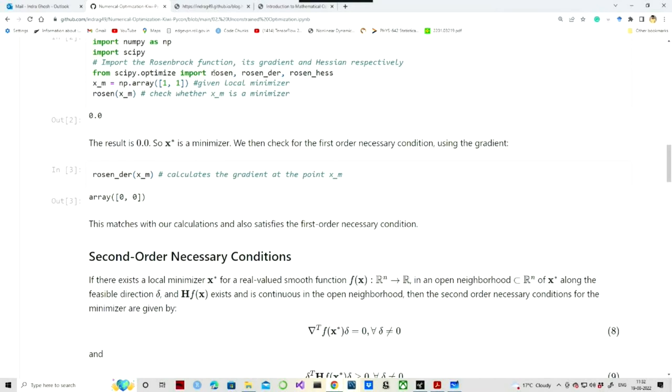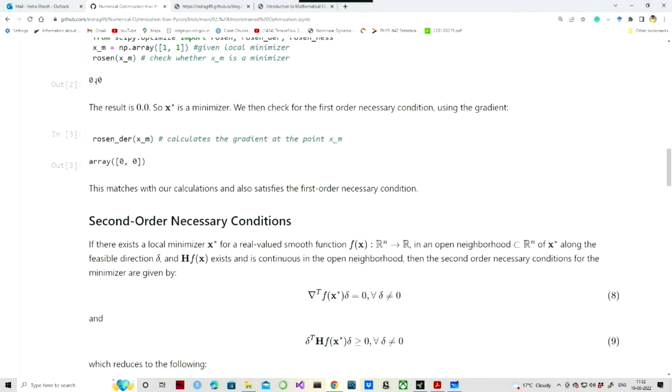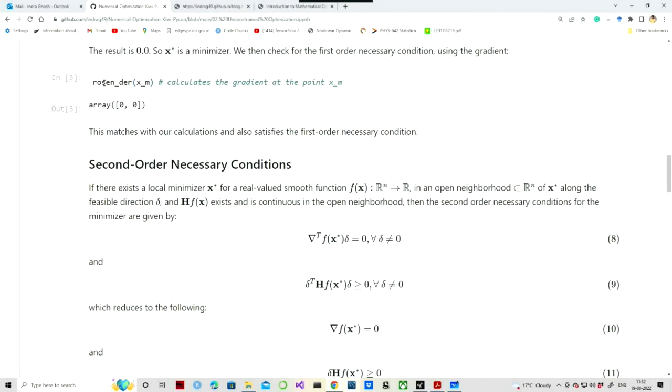We are calculating at 1, 1, and if we check Rosen at 1, 1, it will give 0. That's what we want, so x star is a minimizer. Then we can check the first order necessary condition. For that, we need the derivative. Rosen der at xm also gives 0, 0. So this matches our calculations and also satisfies the first order necessary condition.